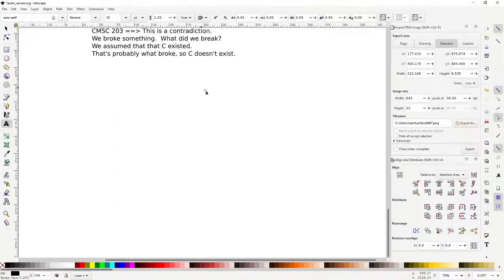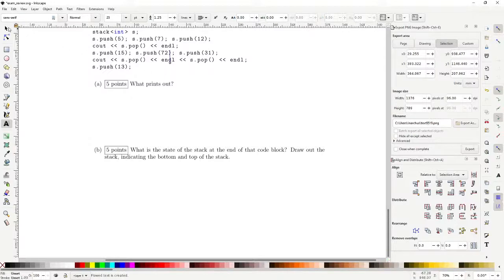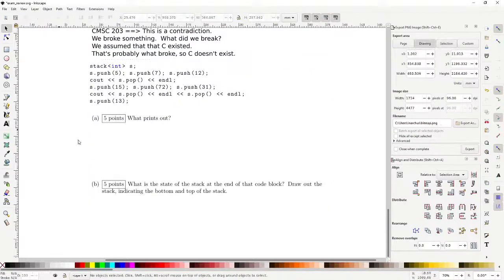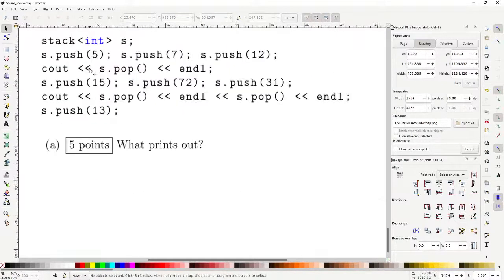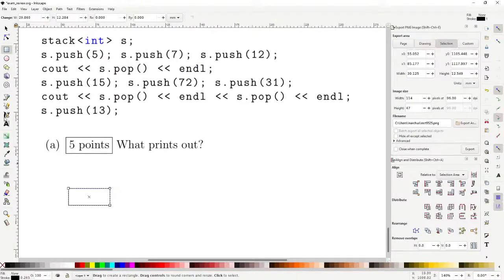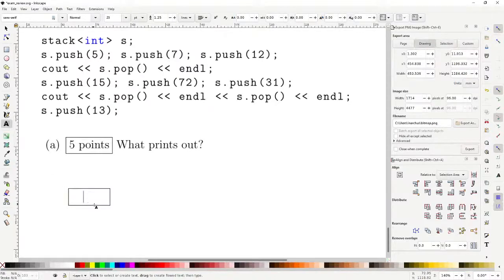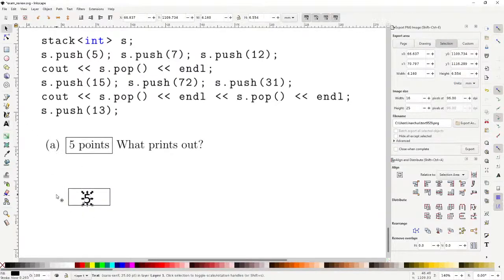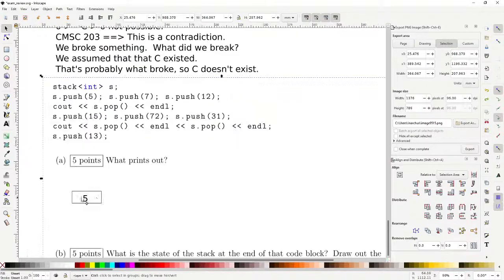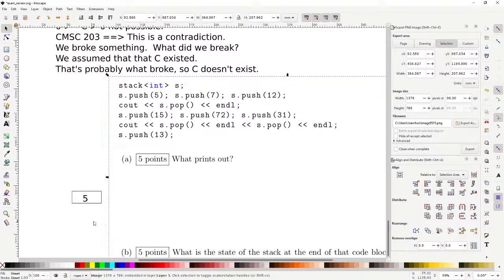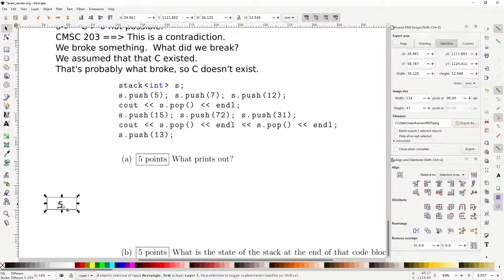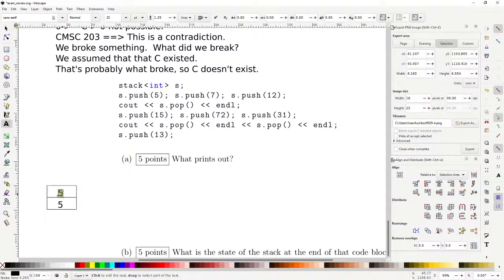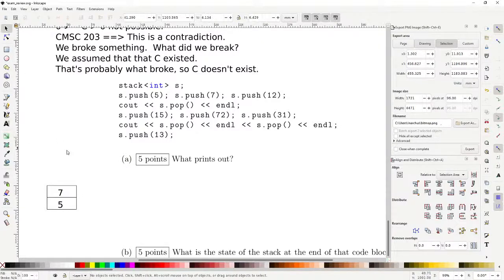In Inkscape. So let's do this problem. Here's the stack, right? s.push(5). Basically, what we do is you just have to keep track of the stack. So here's 5. Let's put the problem here so that I don't accidentally do this. Then we're going to push on 7, like this, and then we will push on 12.